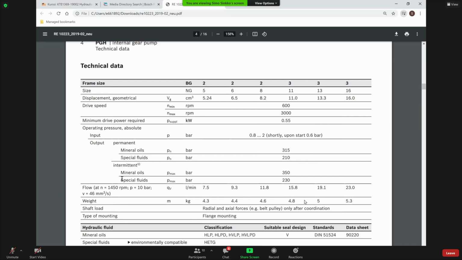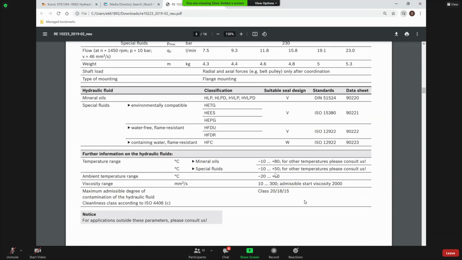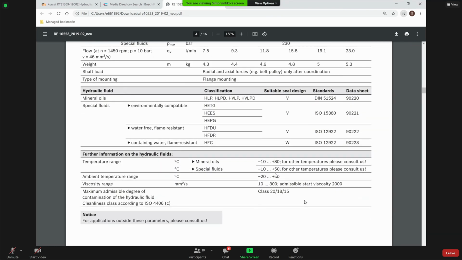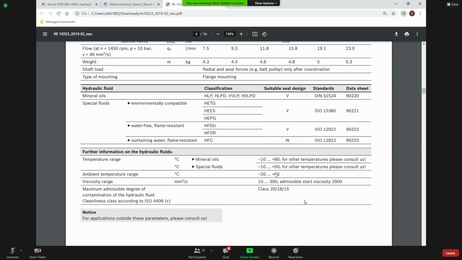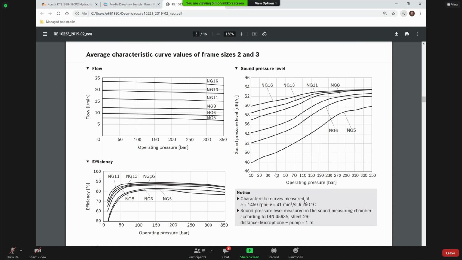And we can see here also the flow, that if we would have picked this one, we wouldn't have got this 14 liters, but only 11.8. But this one already gives us a little bit more than we would need. Then there is a description on which kind of oils would be suitable. And now we have some efficiency and flow curves.